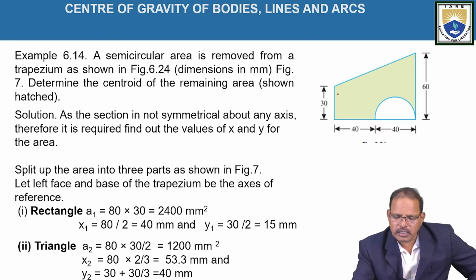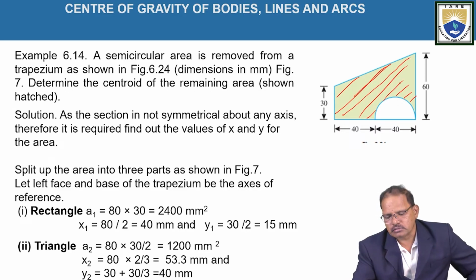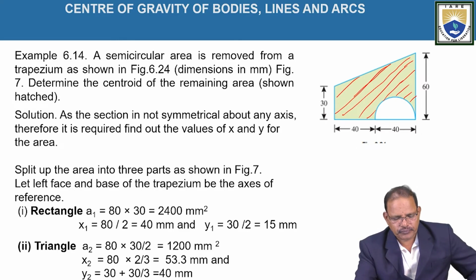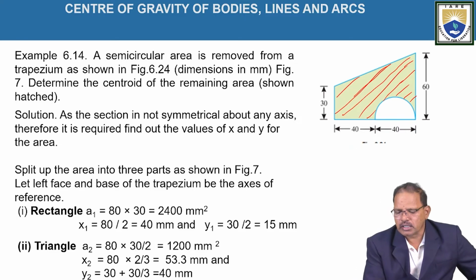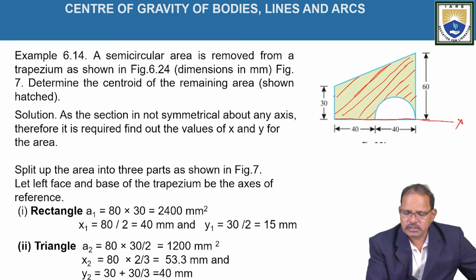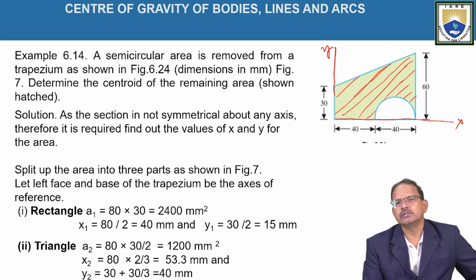That is, this remaining area is treated as the remaining area, which is represented by using actual lines now. Since this figure is not at all symmetrical about the x-axis and the y-axis, you have to take the bottom of the figure as the x-axis and the left-hand side as the y-axis, as shown in the figure.